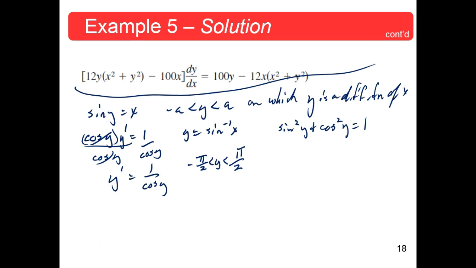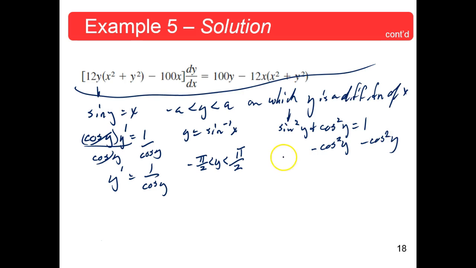Now, let's get that in terms of sine. Okay, I'm doing it differently from the way the book did it, because it says on which y is a differentiable function of x. So I'm solving for y, okay? Now, we know sine y here, so let's solve this for sine y. So what would you do first? Solve for sine y, because that's what you have over here. So move that cosine. And how do you do that? Subtract cosine squared y from both sides.